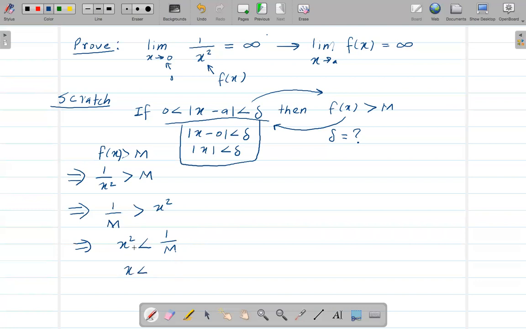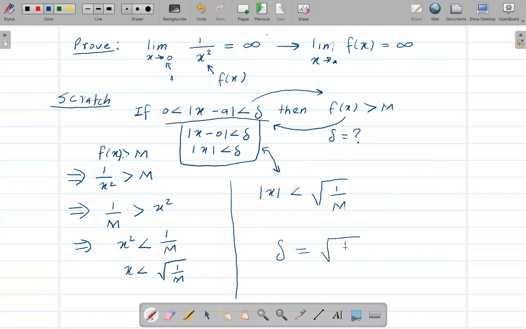The absolute value of x is less than, well, when you're taking the square root, we need to include plus minus, right? But in this case, we're just going to take plus, so the square root of 1 over m. Since we're just taking a positive, the absolute value is always going to be a positive number, so I can simply say the absolute value of x is less than the square root of 1 over m. Now from this delta equation, I got the absolute value of x less than delta. From this m equation, I got this, right? So comparing these two, I have the absolute value of x less than this delta here, so our delta is going to be the square root of 1 over m.